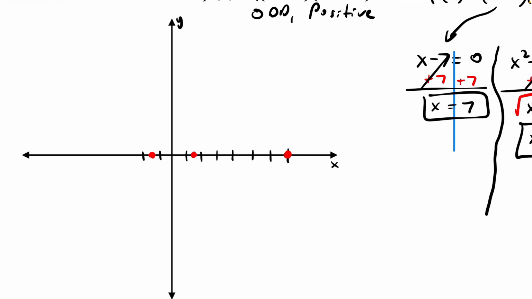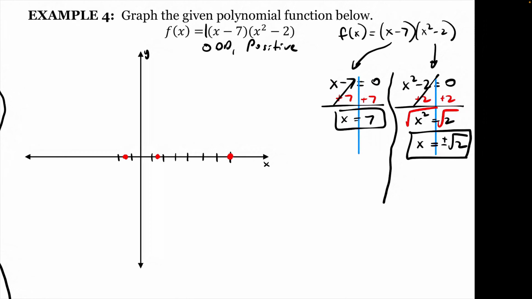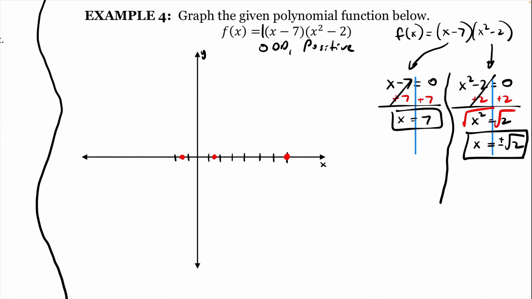Y-intercept, I'm not really worried about those right now because the y-intercept is going to be something off our graph. I'm more concerned with x-intercepts and then these guys here, right? So we said it's going to be odd and positive. So that means I'm going to have a right arrow up and a left arrow down.